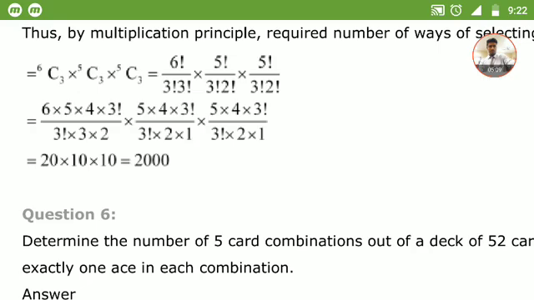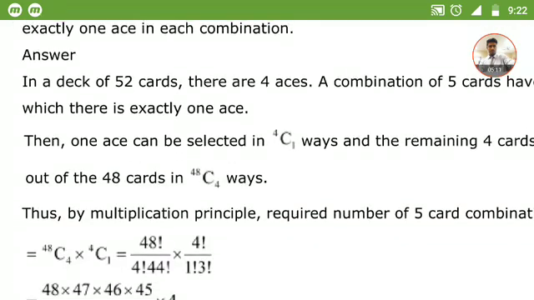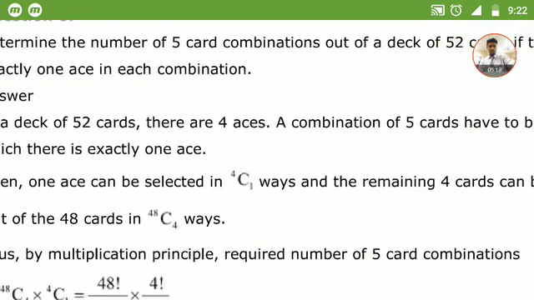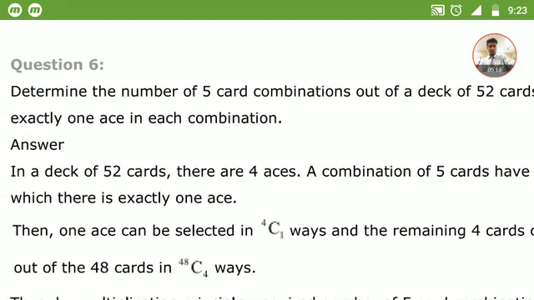Question number 6, you have to do it on your own. It's very simple. 52 cards, exactly one ace. You have to choose 5 cards. You use your brain, it's very simple. This is for your homework.